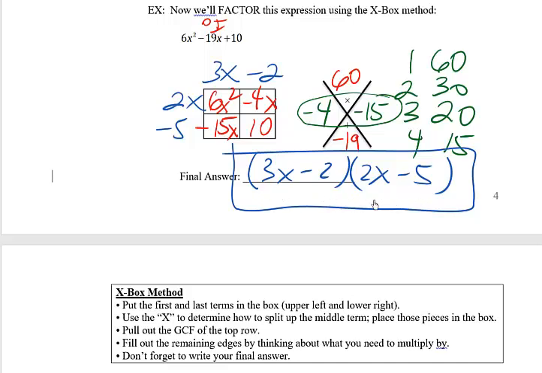One thing you might want to do now is go back up to that example where we used the trial and error method and try it over again with the Xbox method. Just mimic the steps that we just did right here and you will see that you can also get the correct answer.